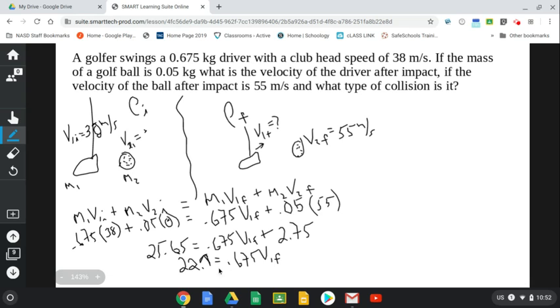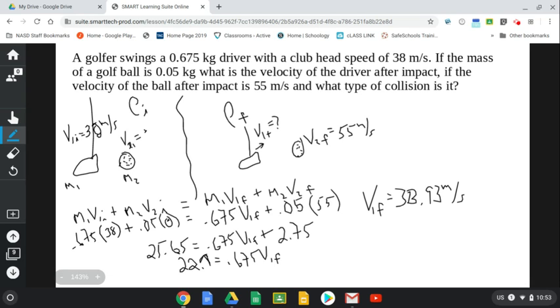So I take that 22.9 divided by 0.675 and come up with a final velocity of the golf club of 33.93 meters per second. So yes, the golf club did lose some speed, its velocity, because it transferred some of its momentum to the golf ball.